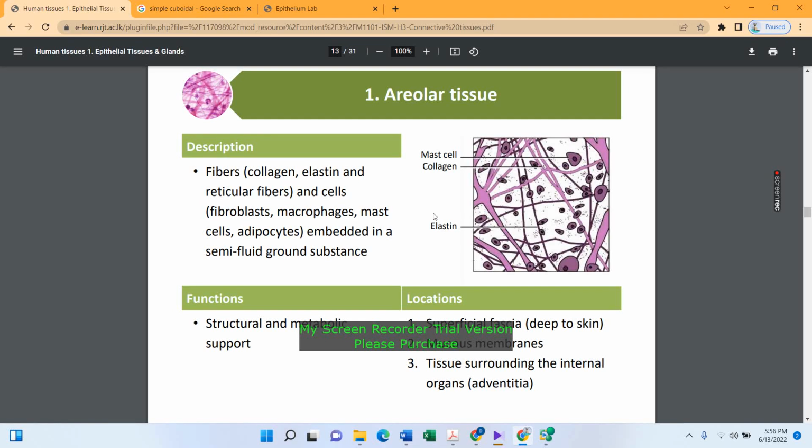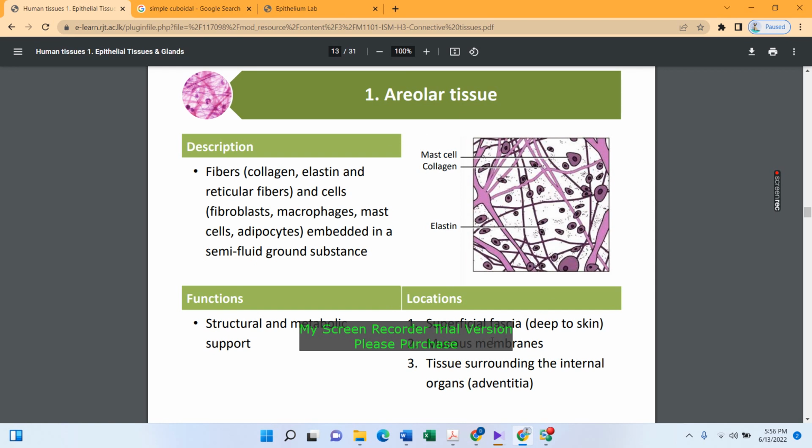So here you can see the areolar tissue. Areolar tissue is composed of fibers. The fibers in areolar tissue are collagen, elastin, and reticular fibers, and the cells are fibroblasts, macrophages, mast cells, and adipocytes, embedded in a semi-fluid ground substance. So the functions are structural and metabolic support.